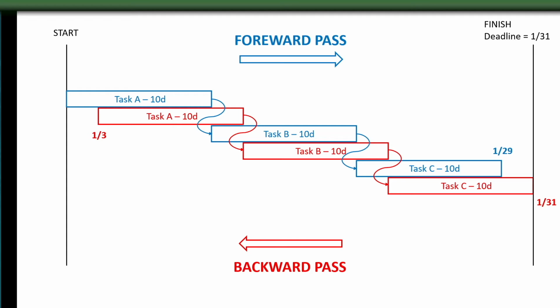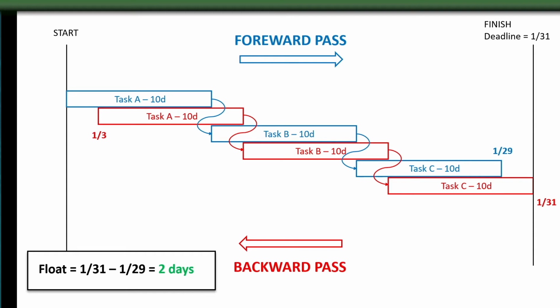So wrapping up our example here, what is our float value? Using our late finish on task C here, we can subtract the early finish of task C to find our float value of plus 2 days. 131 minus 129, 2 days difference. So our total float value is plus 2 days. This means we have 2 days of margin on this path.